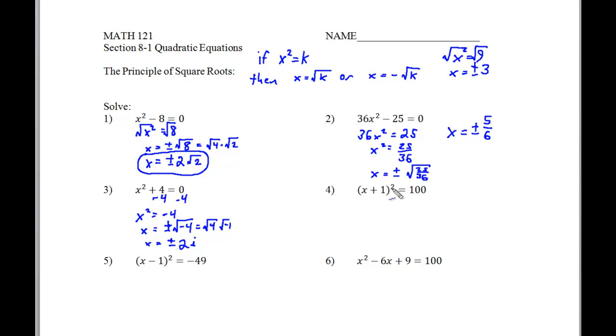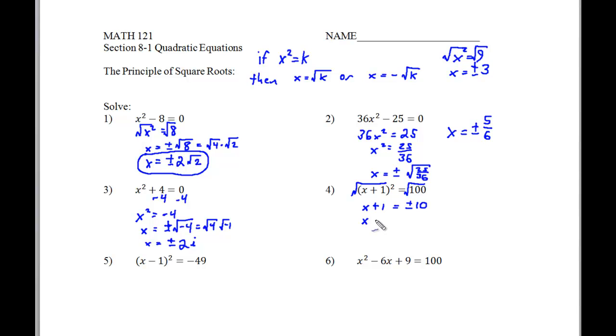Now, looking at problem 4, I already have this isolated, so if I take the square root of both sides right now, I'm going to get the square root of 100, which is plus or minus 10. Again, to show you the step that I did not write down, I am going to take the square root of both sides to get rid of the square. And that means that my square root of 100 is plus or minus 10.